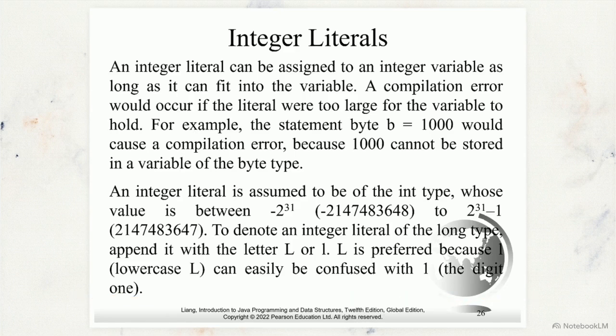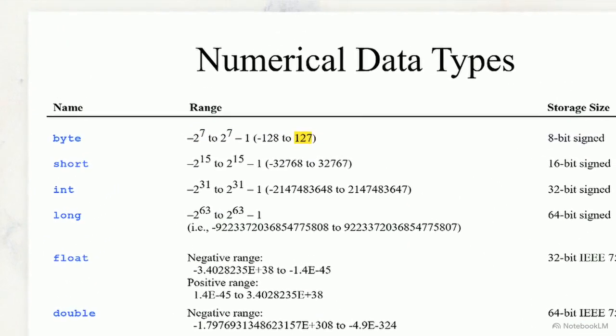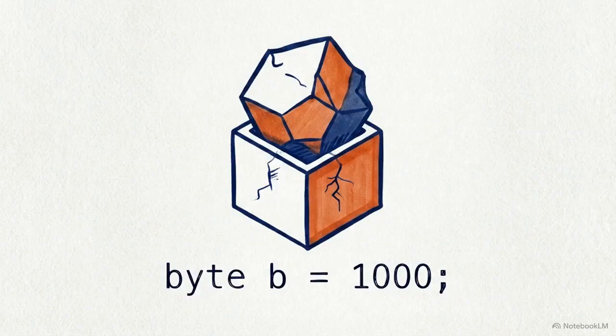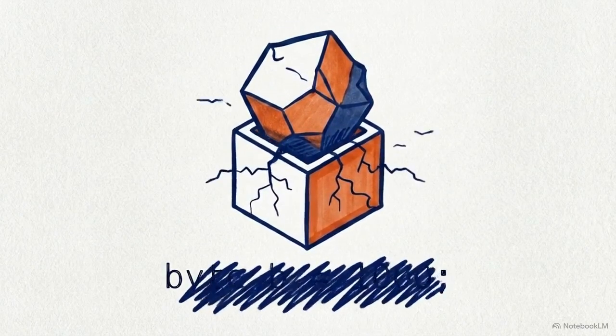If you assign a literal that exceeds the capacity of the variable type, the code fails to compile. Look at the statement byte b equals 1000. Returning to our numerical data types table, we see a byte is an 8-bit signed container. Its absolute maximum value is 127. The literal 1000 physically cannot fit. You must constantly verify that the incoming literal perfectly fits within the boundaries of the allocated memory container.